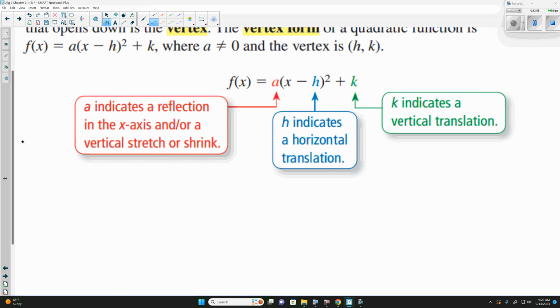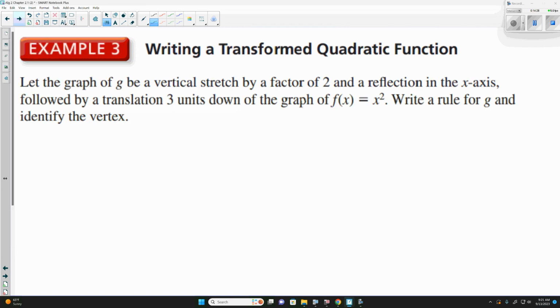You don't have to write this down because this, again, is stuff that we've had up to this point. We've seen this several times. I wrote this out yesterday. Because a indicates reflection in the x-axis and/or a vertical stretch or shrink. That's what we've been covering. h indicates a horizontal translation left or right. And k indicates a vertical translation up or down. And what we're going to do is apply these transformations. Really, that's what we're doing. And we're going to leave it in vertex form.